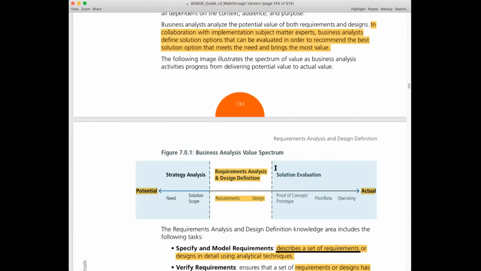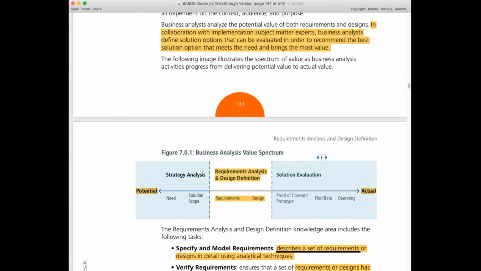And so typically we would be working with subject matter experts, implementation subject matter experts, and BAs typically will work together in order to determine the potential value of requirements and design.